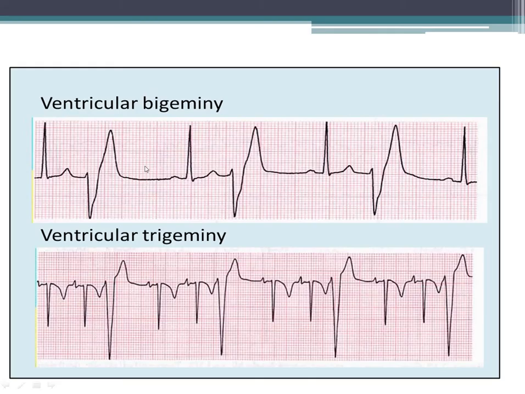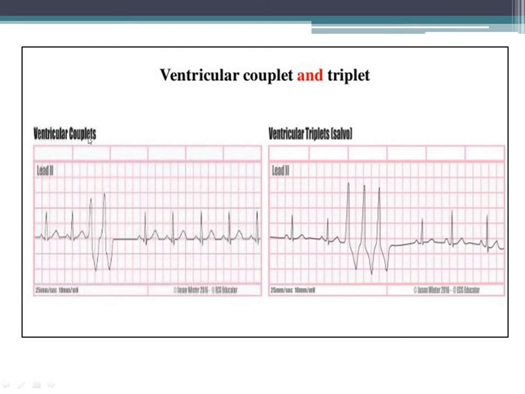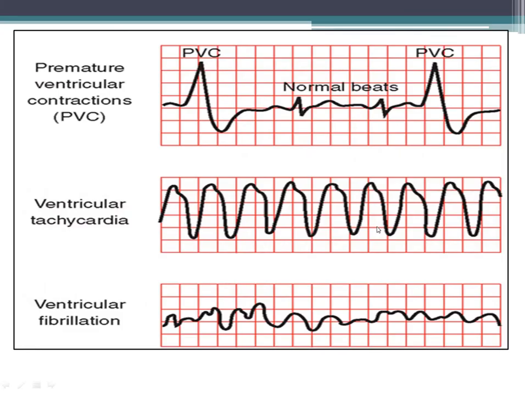Okay, we can see ventricular bigeminy; you can see the PVC here, every next beat. Ventricular trigeminy, every third beat is the PVC. You can see the PVC here. Then what about the couplet? That is two PVCs in a row. What about the triplet? Three PVCs in a row. These are the different types of PVC. And you can see the PVC here in the ECG, and in between you can see normal beats also.